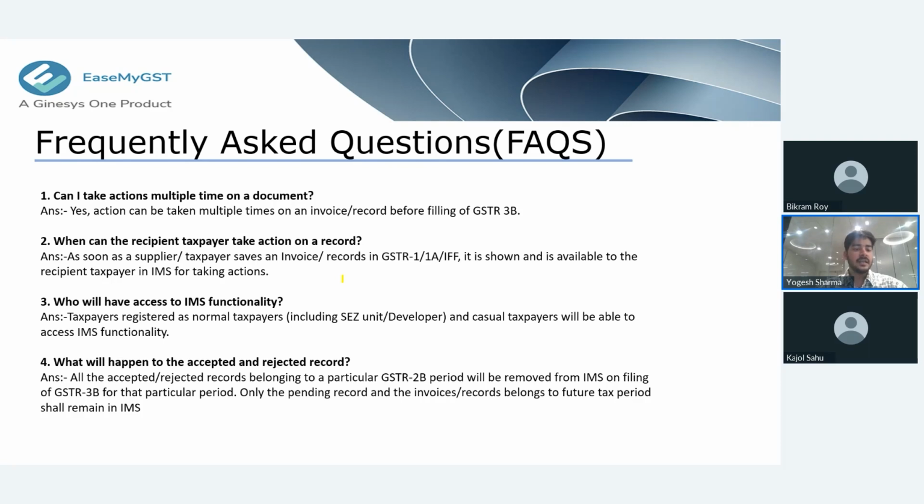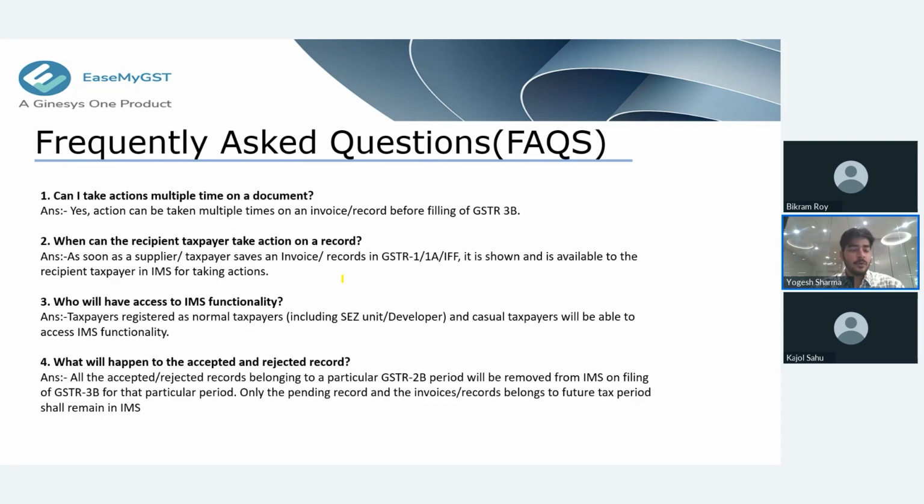Now the second question: when can the recipient taxpayer take action on a record? As soon as the supplier files their invoices in GSTR 1, 1A and IFF, they are shown and available to the recipient taxpayer in IMS for taking action. So it is on a real-time basis. As soon as your supplier has filed his return, the invoices filed will be available on our IMS, and you can take action on them.